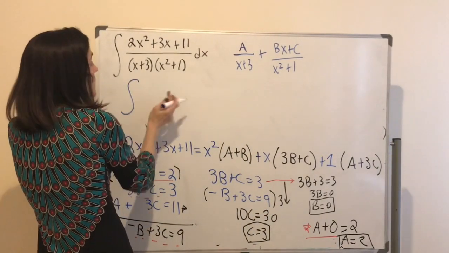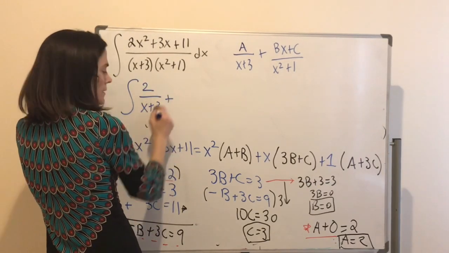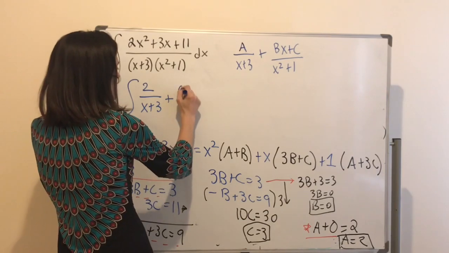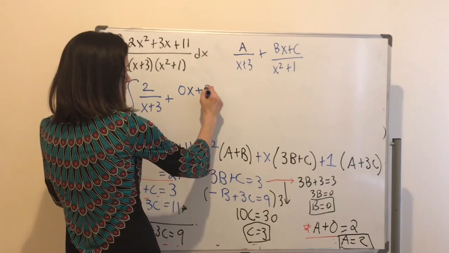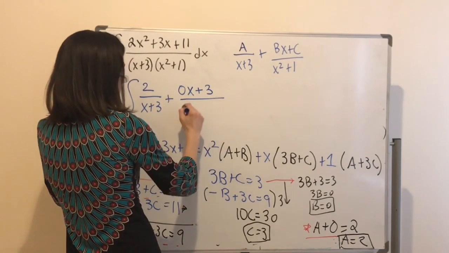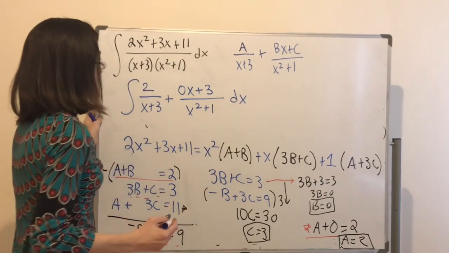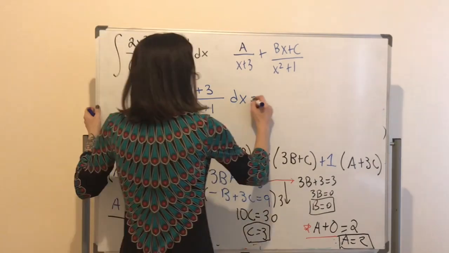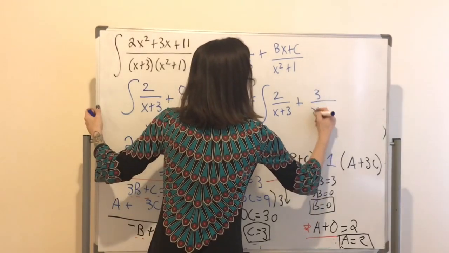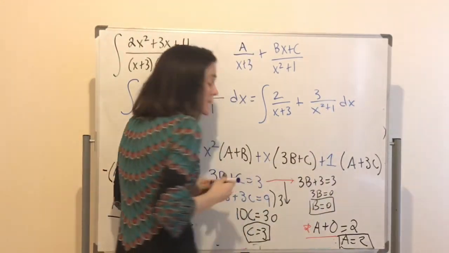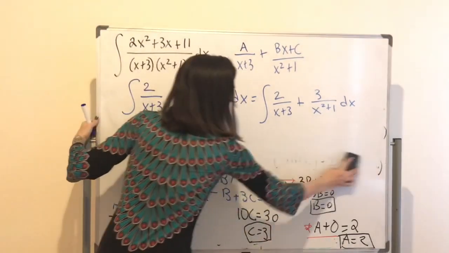The integral, well here, A is 2. B is 0, so I have a 0x plus C is 3. Okay, well, we can simplify. This is 2 over x plus 3 plus, this is just 3 over x squared plus 1 dx. Here we don't need any substitution or anything like this. The first integrand is a log.